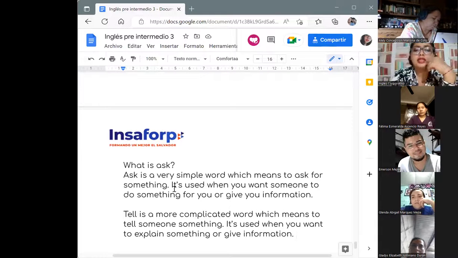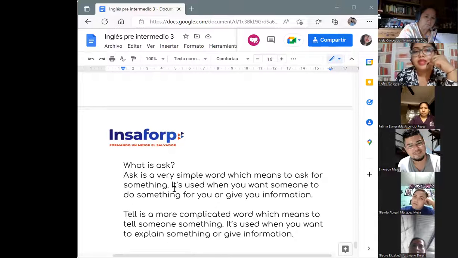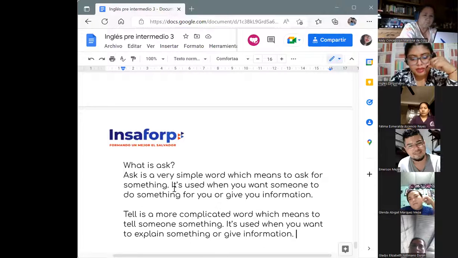In that case, tell is more complex because we use that expression to explain, give information, just talk to someone and give some details about the things that we want to say. But we're going to see why it is more complicated to use tell than ask, and the more information that I have for you.